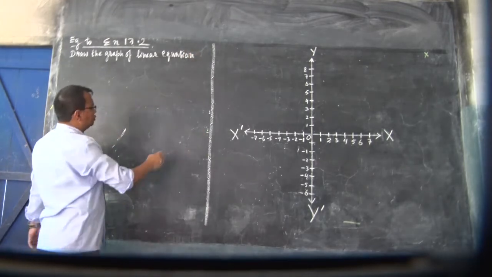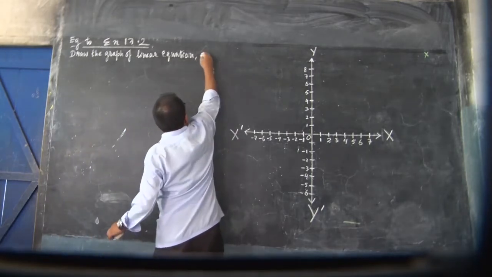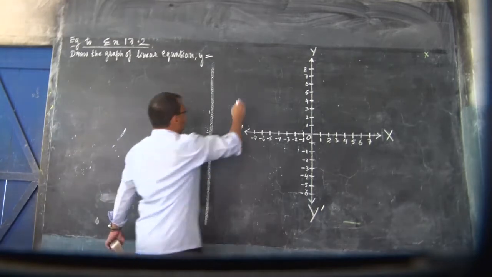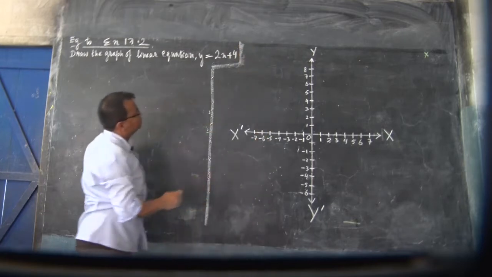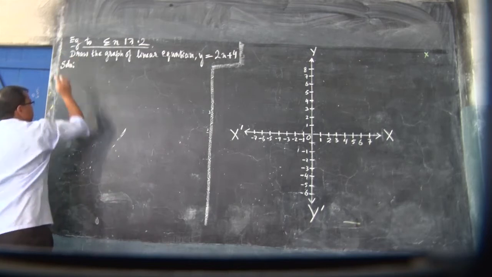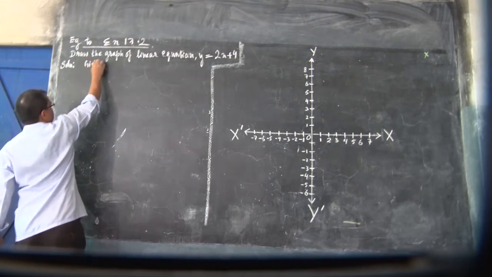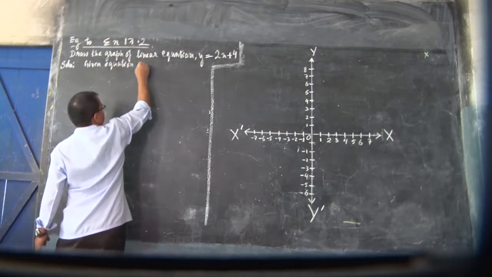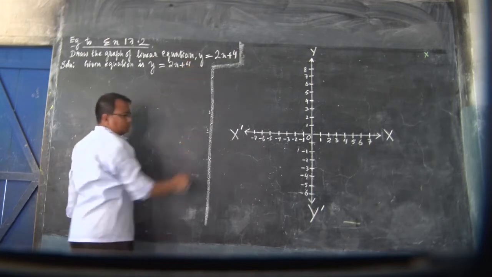draw the graph of linear equations, and I shall be given the equation as y equal 2x plus 4, okay, this much. Then I can start with the solution here. Given equation, firstly, I will start with the given equation, okay? Given equation is y equal 2x plus 4.